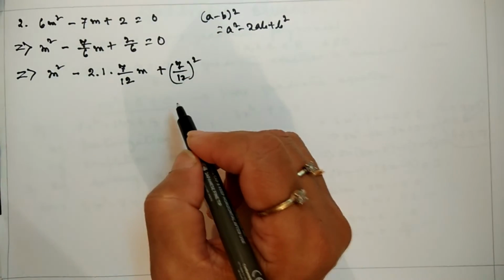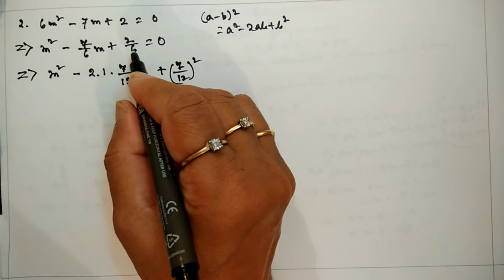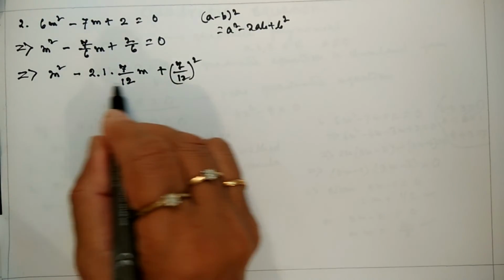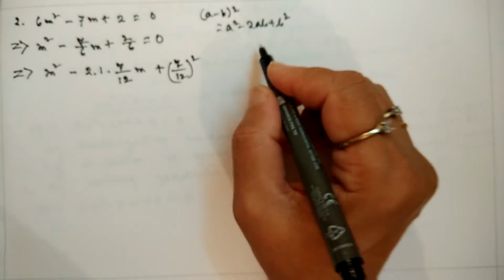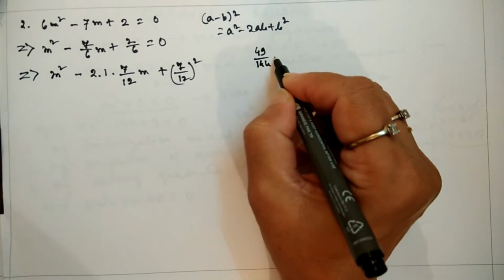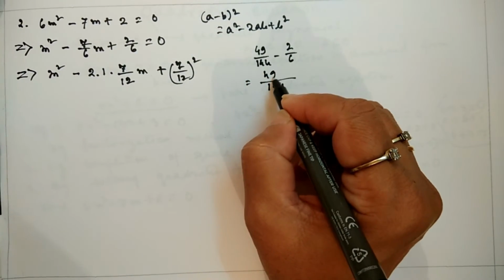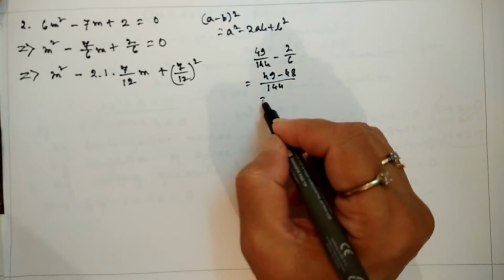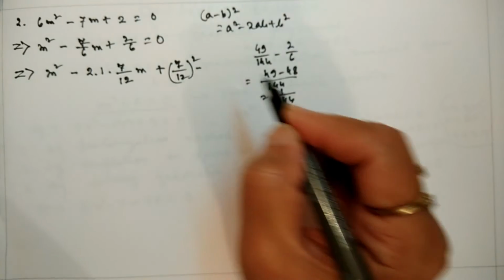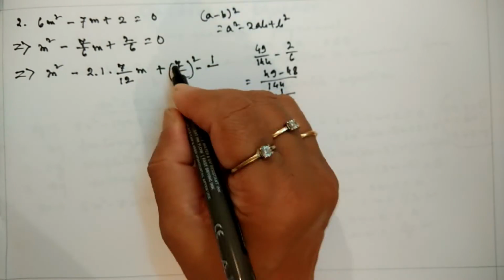But here there is 2 by 6. So any number we have to add or subtract, so that the 2 by 6 value will remain intact. So this one we have got as (a minus b) whole square form. So what we will do, 7 by 12 means 49 by 144 minus 2 by 6 if we do. So we will get 49 minus 48 is equal to 1 by 144. So if we subtract 1 by 144, we will get 2 by 6.